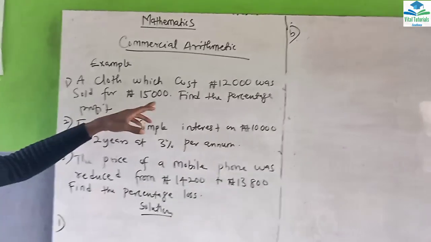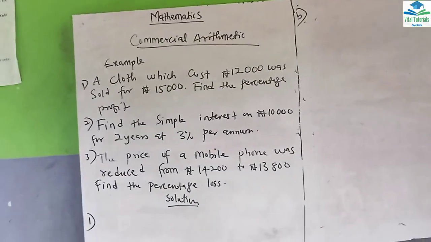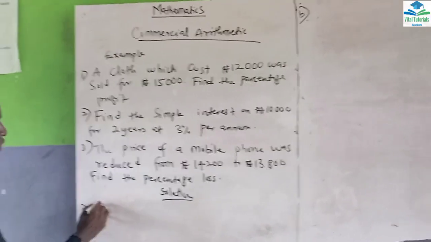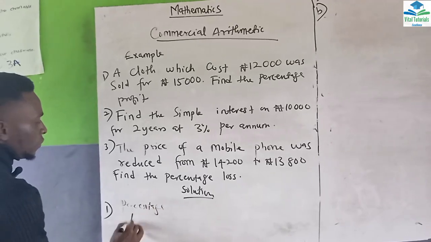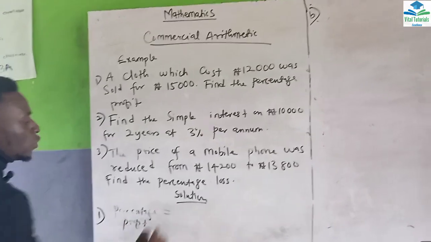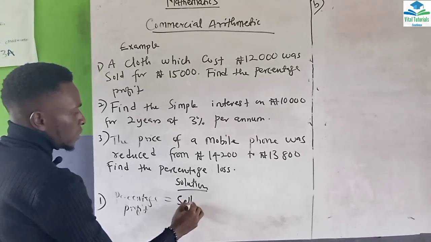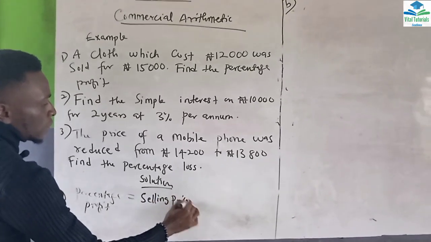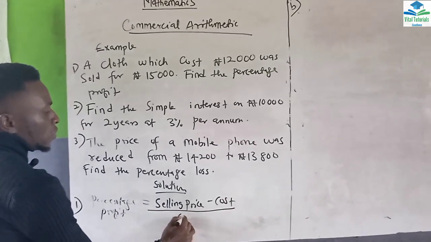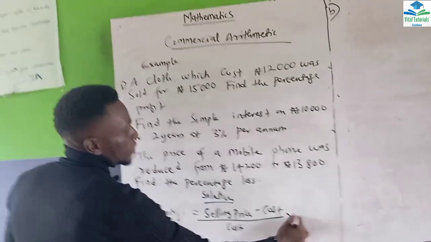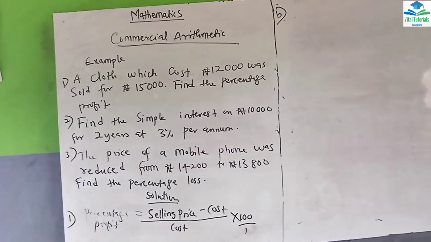We have a cloth which cost 12,000 naira was sold for 15,000 naira. Find the percentage profit. Now, the formula for percentage profit is this. You have percentage profit equals selling price minus cost over cost price, or cost, times 100 over 1. That's how you find the percentage profit.